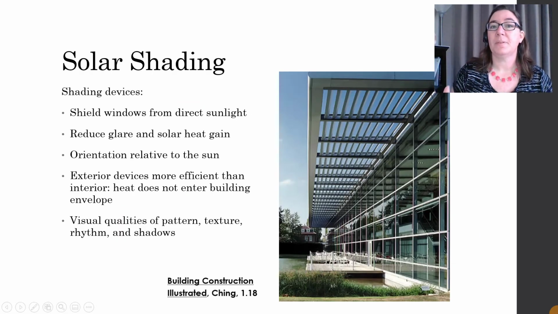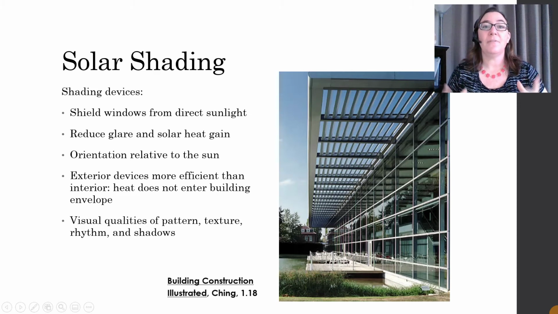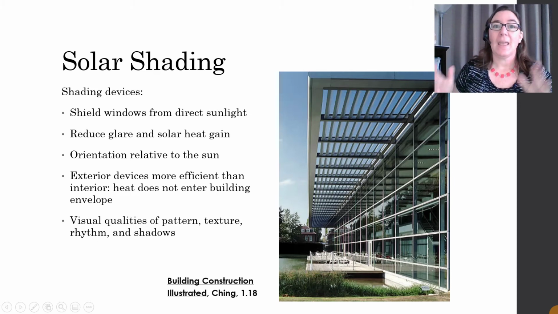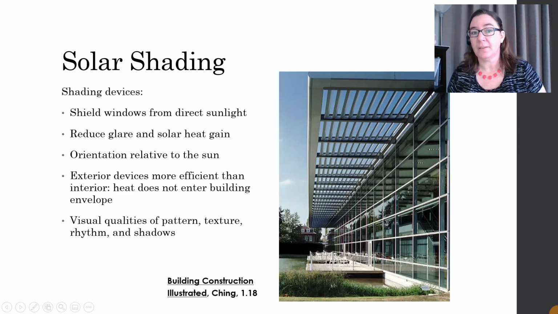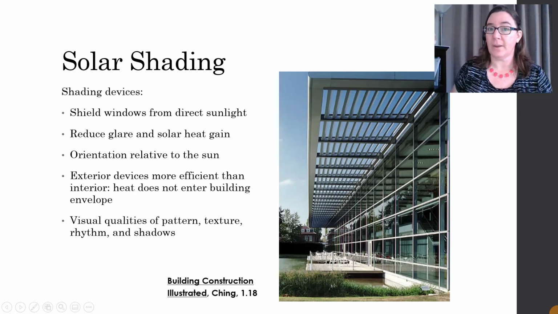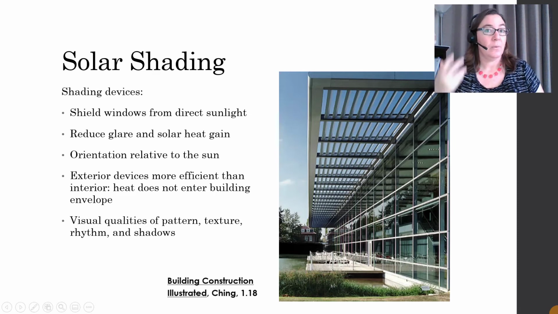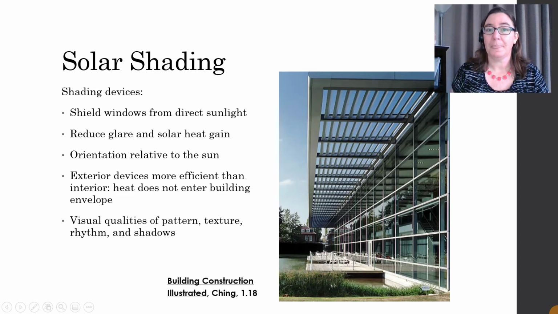All of these different types of passive solar designs involve a control element. Remember that one? We call this solar shading. There's different types of shading devices, but they all shield your windows or your apertures from direct sunlight. This both reduces glare, which is great for daylighting, and it reduces solar heat gain, which is important for your passive solar designs during the summer. It's important to design your solar shading with respect to their orientation and relative to the direction of the sun.